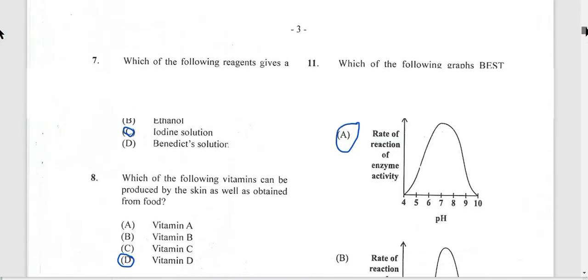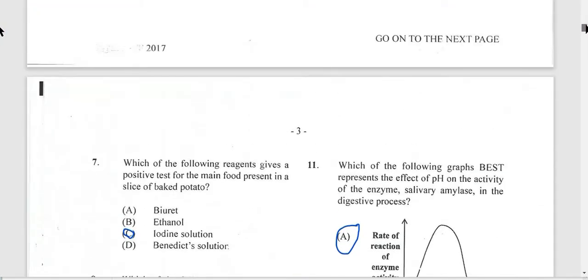And we move on down to question number 7. Which of the following reagents gives a positive test for the main food present in a slice of baked potato? This is a repeated question. Iodine is going to be it, as we're testing for starch.